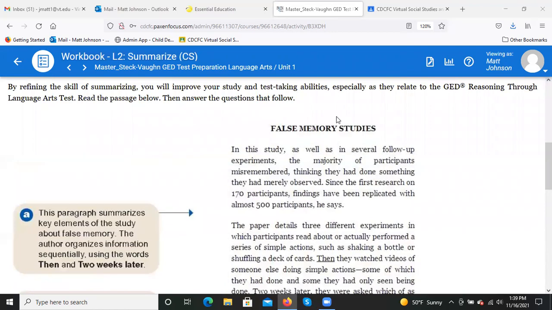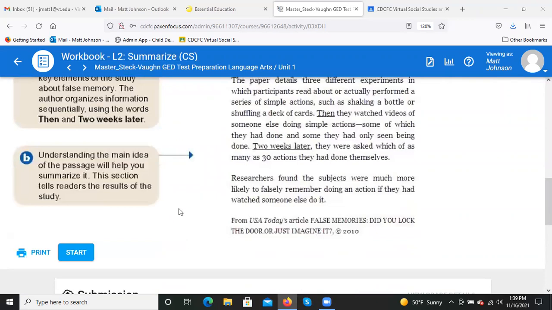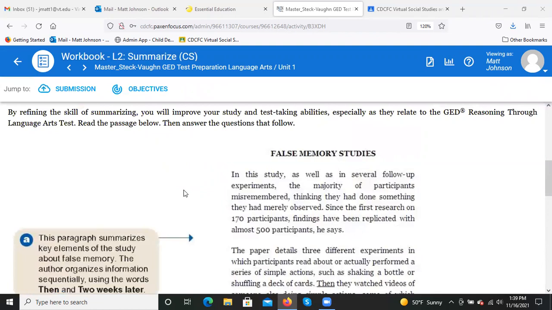Okay, so then more on our false memory study. I'll read through it here, and we'll get to the text boxes in a second. This is from the same study that we looked at just a minute ago. It says, in this study, as well as in several follow-up experiments, the majority of participants misremembered, thinking that they had done something they had merely observed. Since the first research on 170 participants, findings have been replicated with almost 500 participants, he says.